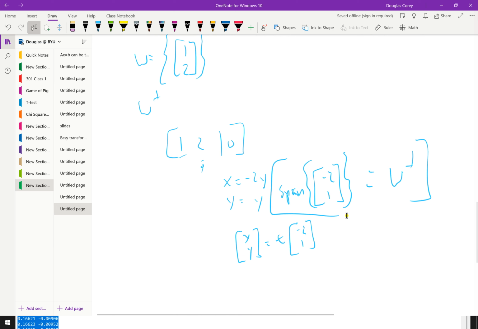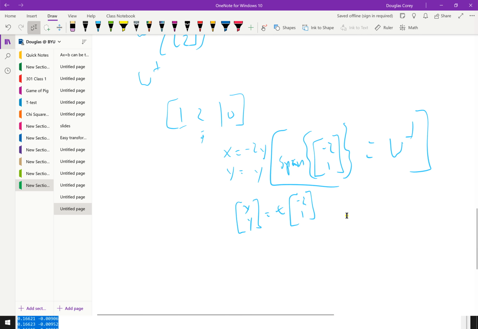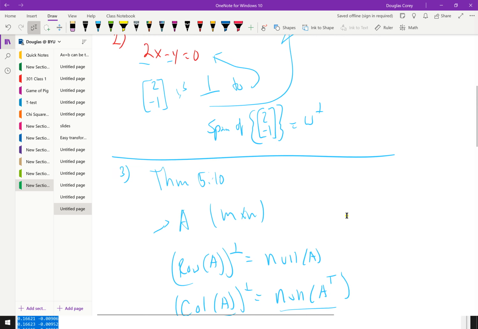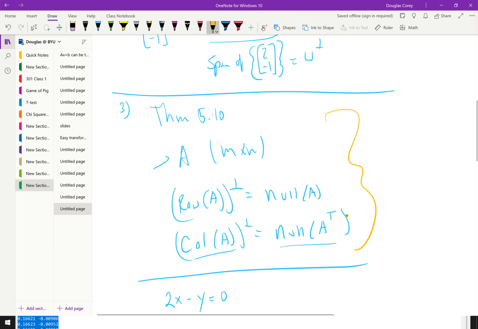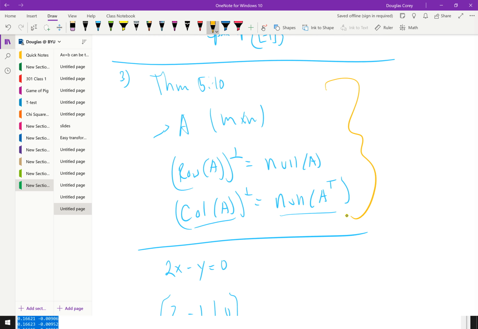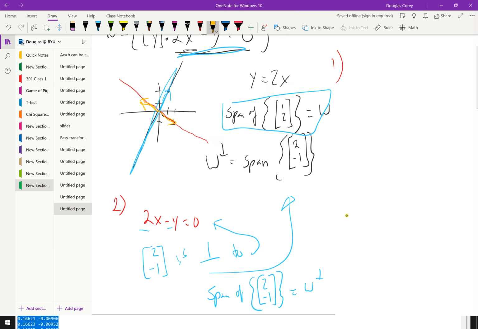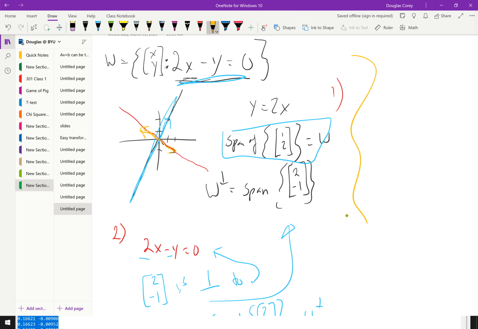So there were 3 different ways to find W perp on number 1. The most powerful one is this one. It's not the slickest way, but the most powerful one is using that Theorem 5.10 because you can do that for more general cases, things where our strategies from up here wouldn't work.